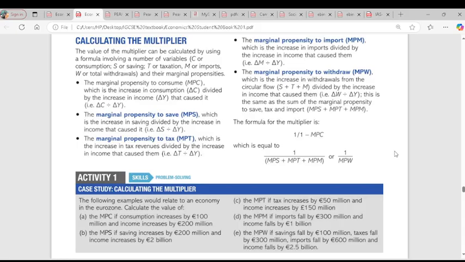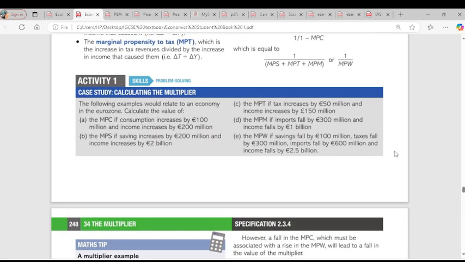So that takes us to activity 1. Are you there? Yes. For activity 1, they said the following examples would relate to an economy in the Eurozone. Calculate the value of MPC if consumption increases by 100 million and income increases by 200 million. So we say MPC is change in consumption over change in income. 100 over 200 is 0.5.